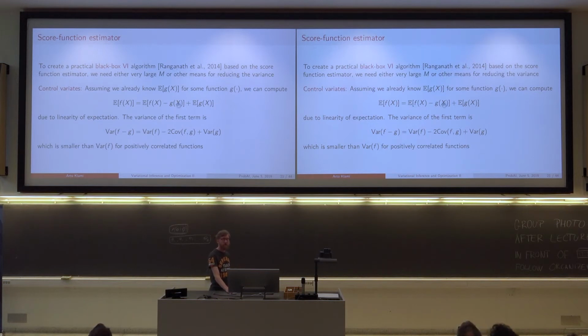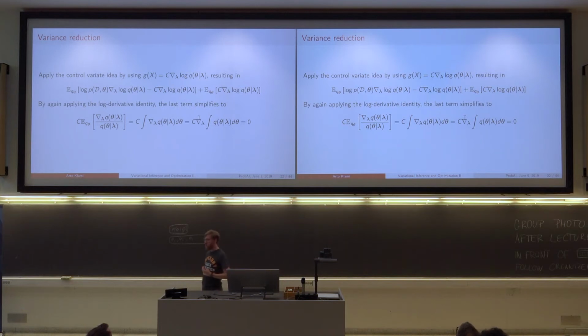And what you can do is try to search for such a g that the variance of this estimator is smaller than what the variance of f would be. And you get that essentially if f and g correlate heavily, but you can still compute the expectation over g in closed form. That's the general idea of control variates.